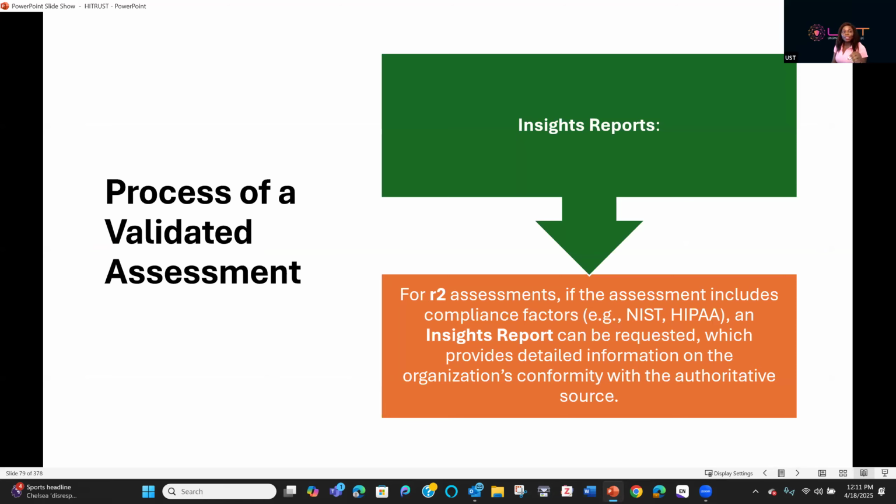An insights report for R2 assessment: if the assessment includes compliance factors like NIST, HIPAA, an insights report can be requested, right? If you also include, that's what we kept talking about, authoritative sources, such a standard or framework, then you can also request an insights report, which provides detailed information on the organization's conformity with the authoritative sources, right? Conformity, what they've done, what is working, and how it maps and aligns to these standards.